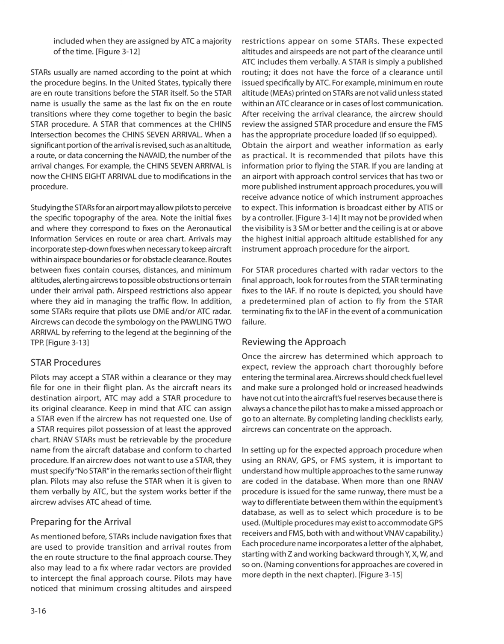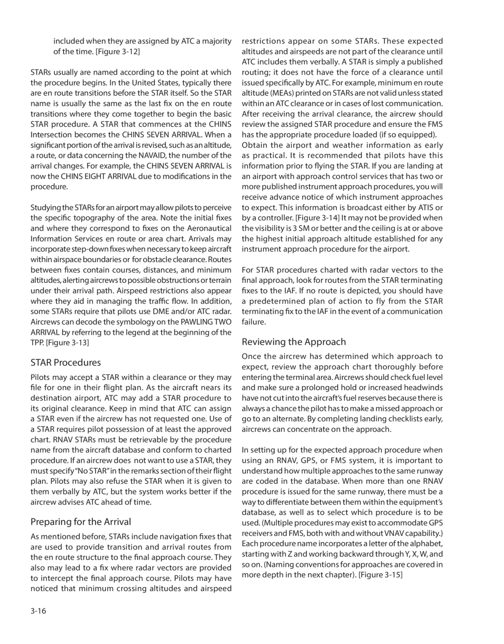Studying the STARs for an airport may allow pilots to perceive the specific topography of the area. Note the initial fixes, and where they correspond to fixes on the Aeronautical Information Services en route or area chart. Arrivals may incorporate step-down fixes when necessary to keep aircraft within airspace boundaries or for obstacle clearance. Routes between fixes contain courses, distances, and minimum altitudes, alerting aircrews to possible obstructions or terrain under their arrival path. Airspeed restrictions also appear where they aid in managing the traffic flow. In addition, some STARs require that pilots use DME and/or ATC radar. Aircrews can decode the symbology on the Pauling 2 arrival by referring to the legend at the beginning of the TPP. Figure 313.